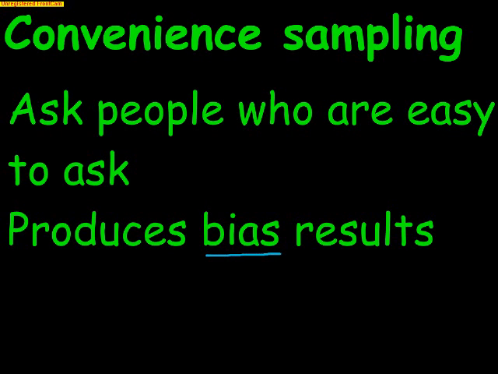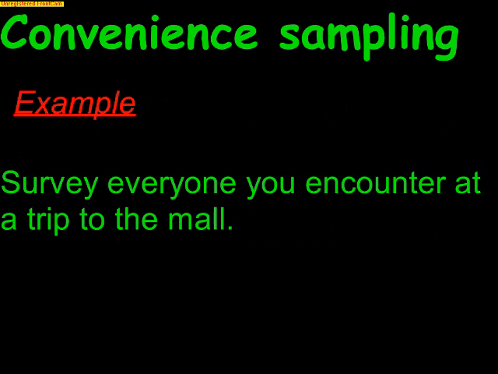And I have an example for you here. My example is to sample everyone you encounter on a trip to the mall. Again, the thing with this is it's easy. You're at the mall, you talk to people. The downside is you only talk to those people who choose to go to the mall. If people are not going to the mall, you're not going to end up surveying them. And that could be a problem because you could miss out on some information.